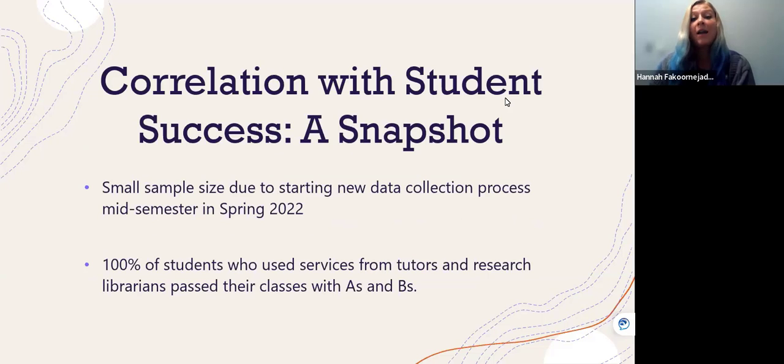So the reason why we're tracking the data, what we're interested in looking at is, all right, what do student success rates look like who use both writing tutoring and library services versus maybe students who use one or the other or none at all? So we started this new data collection process mid-semester in the spring, and I was able to pull out the students who use both writing tutoring and library services for the same class. And then I looked at their final grade, and although it was a very small sample size, we found that 100% of the students who use both services passed their class with an A or a B. So that's what we're kind of interested in learning about more.